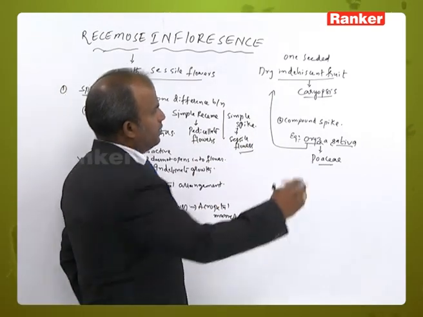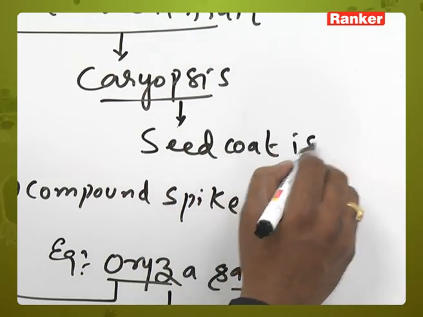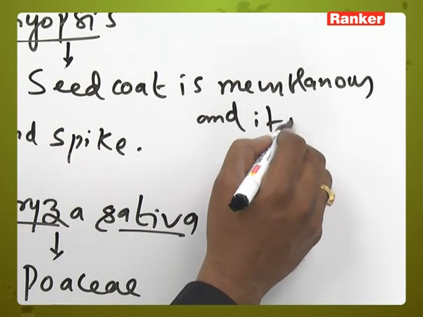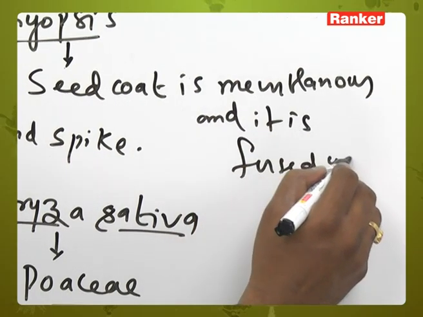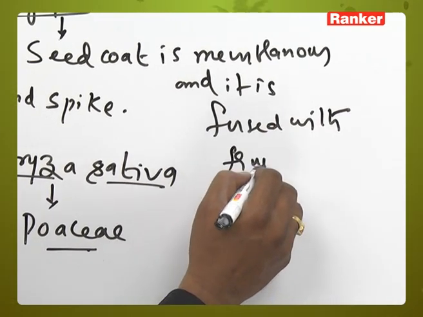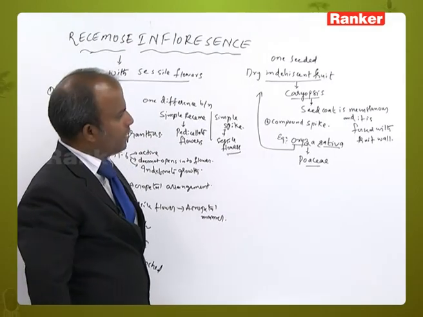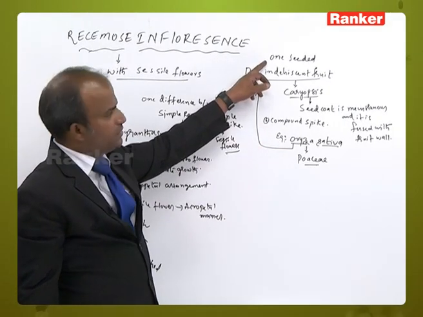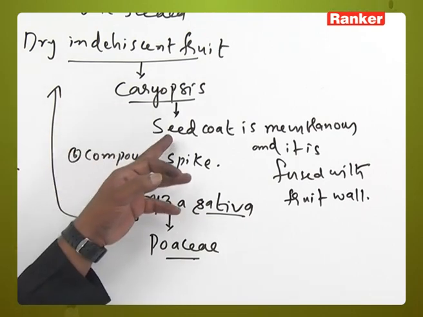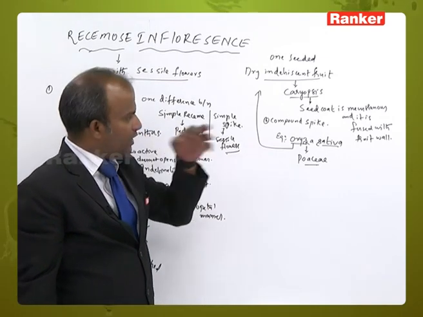In this caryopsis, the seed coat is membranous and it is fused with the fruit wall, also called the pericarp. Oryza sativa is a one-seeded, dry indehiscent fruit, nothing but caryopsis, belonging to the family Poaceae. In this caryopsis, the seed coat is membranous and it is fused with the fruit wall.